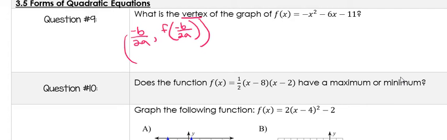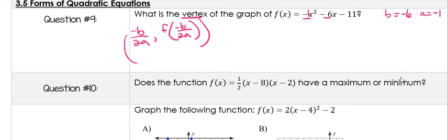Okay, so I need to identify my b and my a for this formula. My b is going to be that term with the x, that's going to be that negative 6, and then my a term is that number out front of the x squared. In this case, it's negative 1. If you don't have a number out there with that negative sign, it's really like you have a 1 there. I have a negative x squared, so I have a negative 1 x squared.